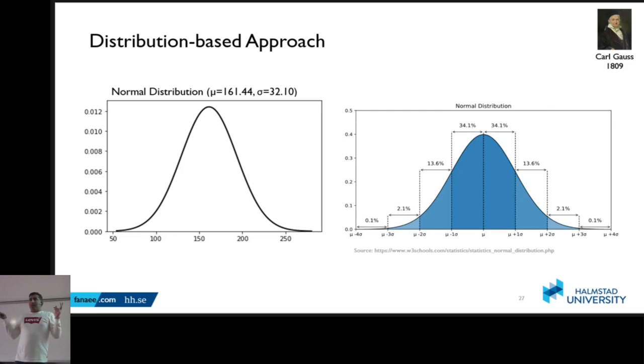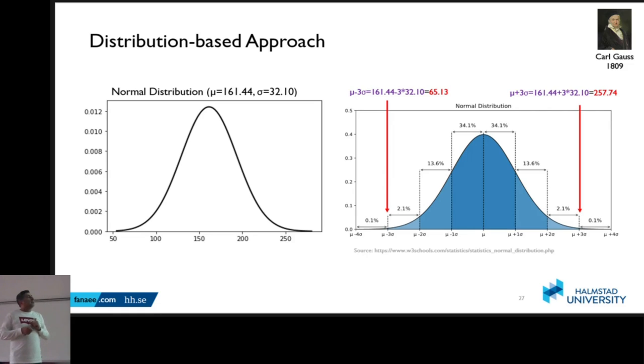From the normal distribution, we know that it's very low probability that points appear here or here. So what can we do with this? Let's compute mu minus 3 sigma. It becomes 161 minus 3 multiplied by 32, which is 65. And let's do this for the right side, which becomes 257. It says that the probability of an instance appearing outside this range is 1.1%.